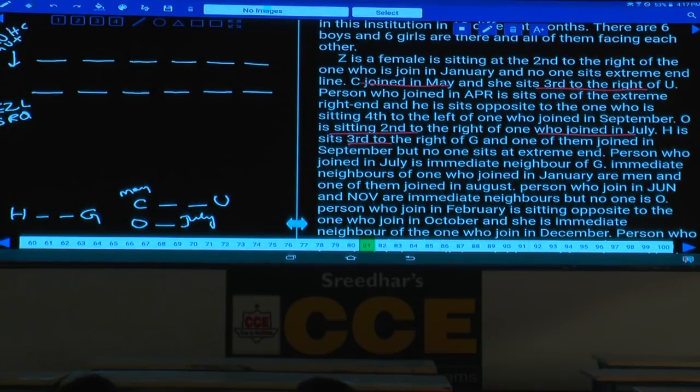As these two persons are not at an extreme end of the row, then what are the different possibilities we can have? Now, H at this place and G at this place, this is the only one possibility, because these two persons cannot be at an extreme end of the row. As H and G are here, then we can take these two pieces of information, C and U. And tell me where can this C and U be? Now, if you take C at this place, this is one possibility, isn't it? If C is here, then this C, who joined in May, sits third to the right of you, this is one possibility. Clear now? Then what is the other possibility here?